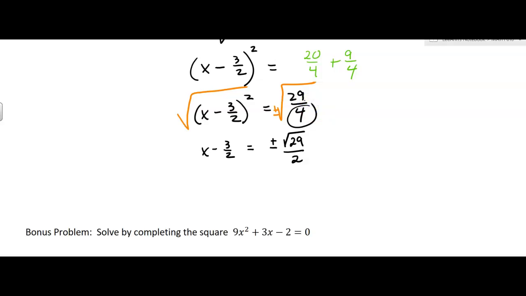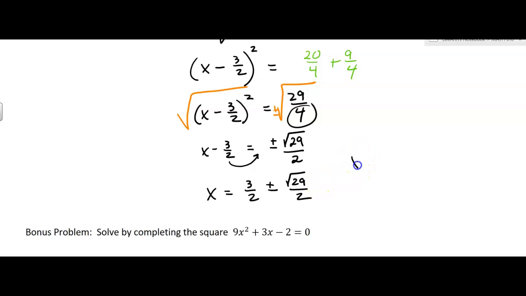Okay, so then I just need to get the 3/2 on the other side. X equals 3/2 plus or minus the square root of 29/2. Now, this answer, I have two answers. They're real numbers, okay? Like I can put it in my calculator and get a decimal approximation. I would not leave it the way I have it here.